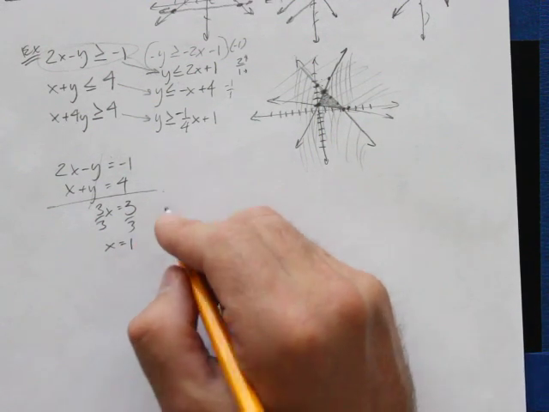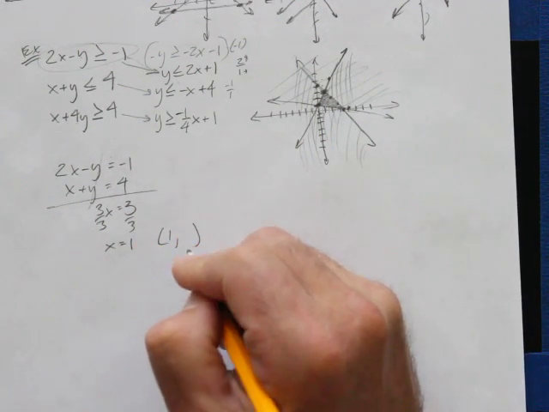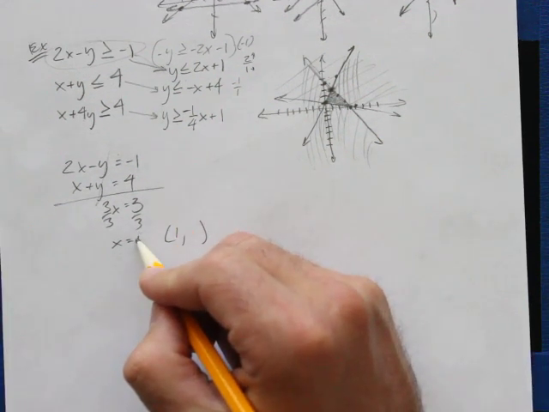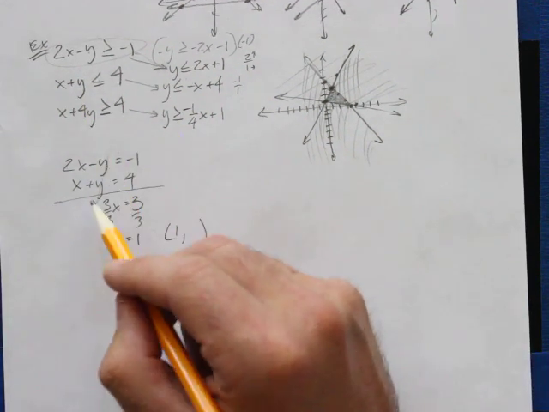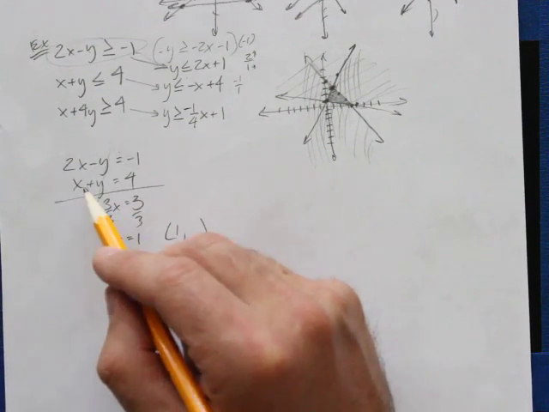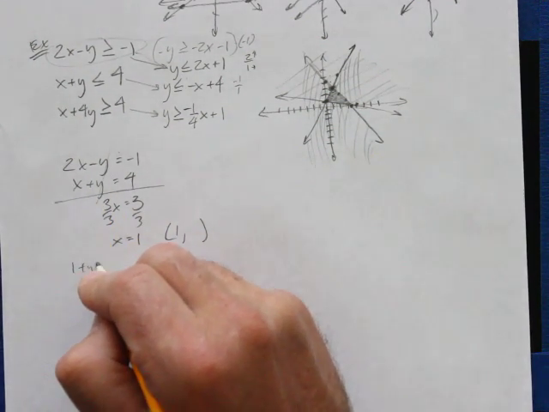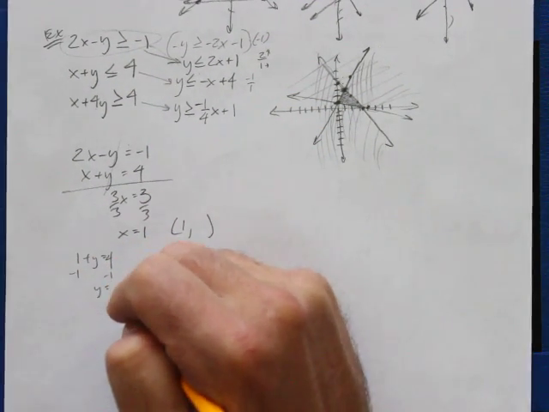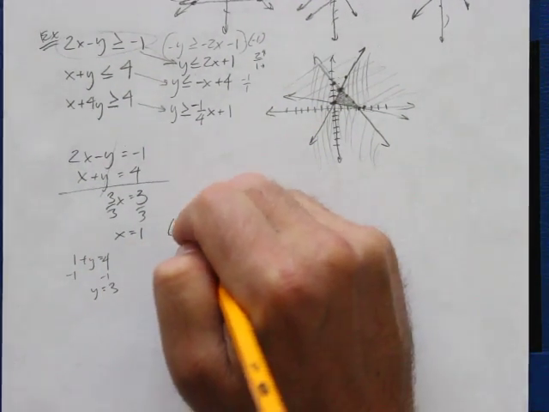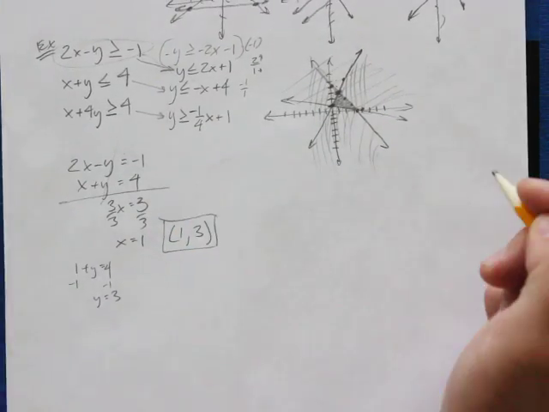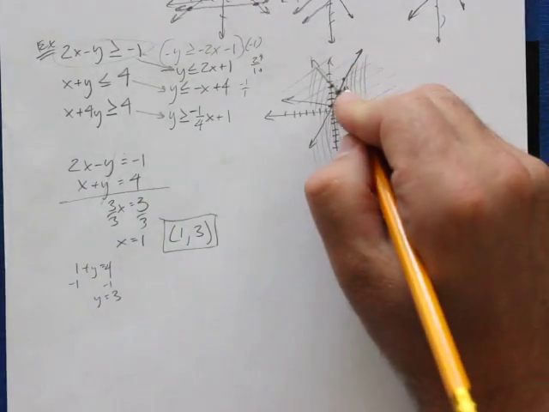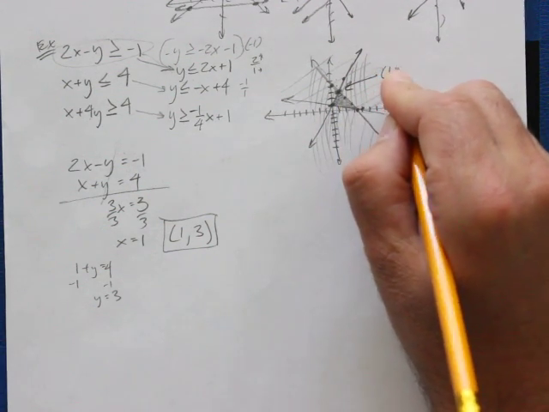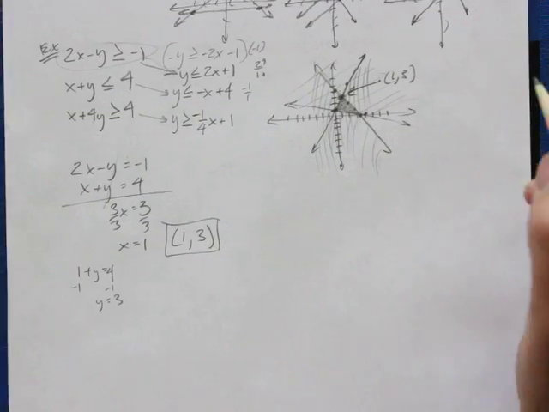So I have a point that is 1, and now I need to find the y value. So I plug this 1 back into any of these equations. I'm going to plug it into this one. So I'm going to say 1 plus y equals 4. Subtract 1, y equals 3. So one of my points of intersection is 1, 3. That looks like this one right here. 1, 3. Now I need 2 more points of intersection.